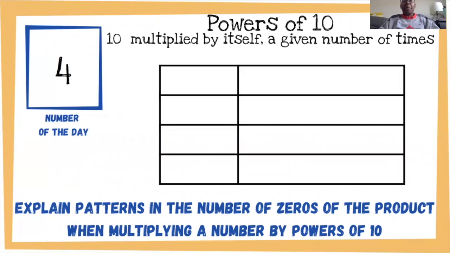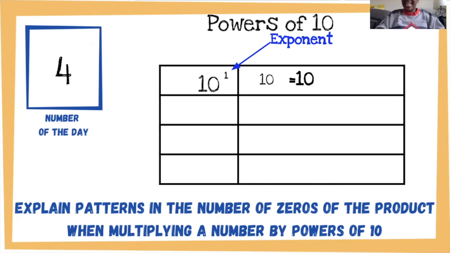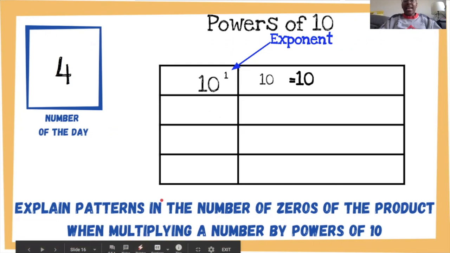So for example, if I take the number 10 and I put that little 1 next to it, we call that little 1 an exponent. That exponent tells us how many times to multiply the 10 by itself. And so if I have 10 and the exponent is 1, I don't need to multiply it by anything because I already have 10. So 10 with an exponent of 1 or to the power of 1 is just equal to 10.